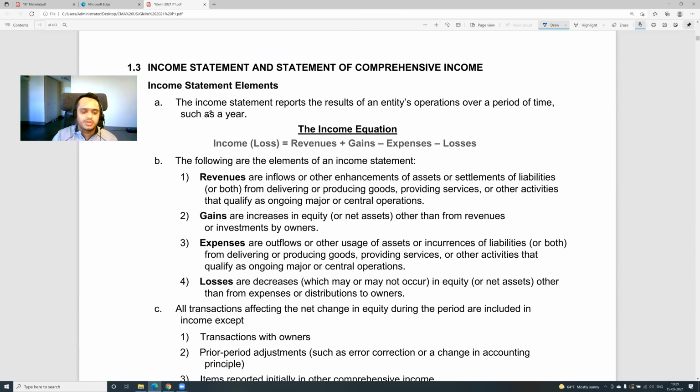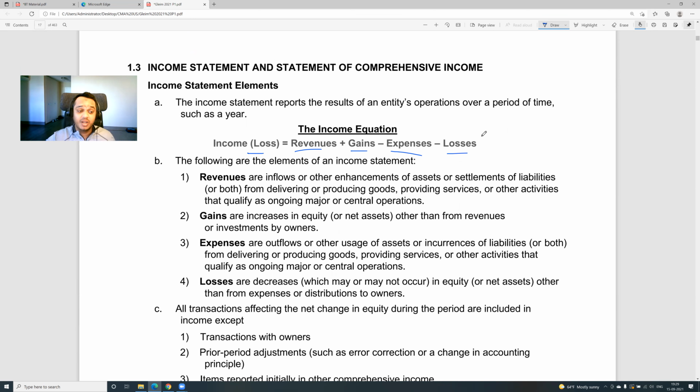Now, when you start with your income statement, let me put it down in some ways so that you guys can have proper understanding about it. Look, they have given down the equation. What it is: income is nothing but revenues plus gains minus expenses minus losses.